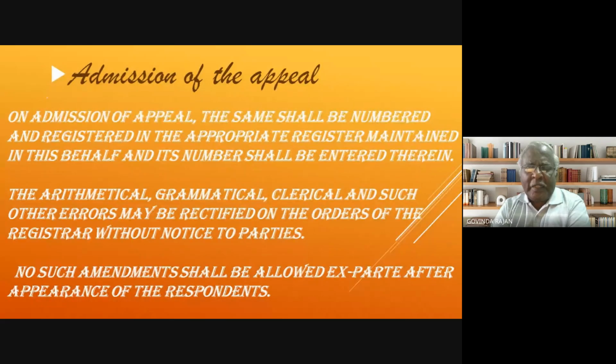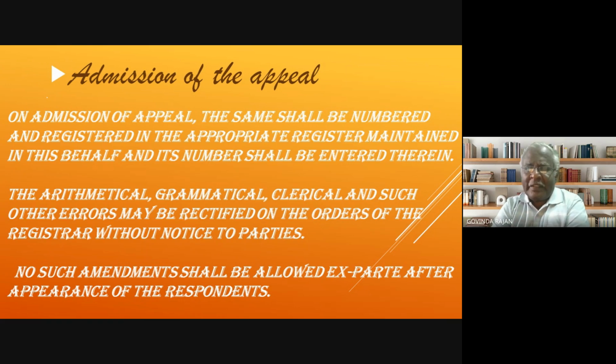No such amendments shall be allowed ex-parte after appearance of the respondents. So it is important: once the respondents make an appearance before the appellate tribunal, the appeal will be numbered only after fulfilling all the conditions, including rectification of mistakes. Once the appeal is allowed and the proceedings have started, no such rectification will be allowed once the opposition parties have appeared.